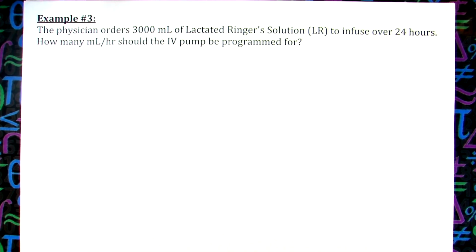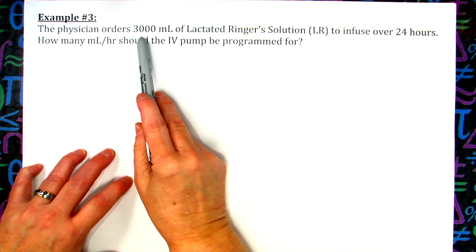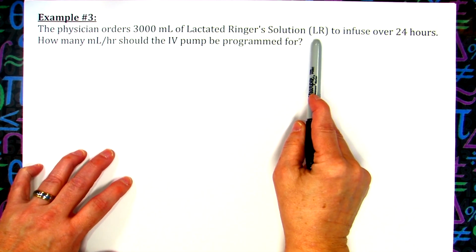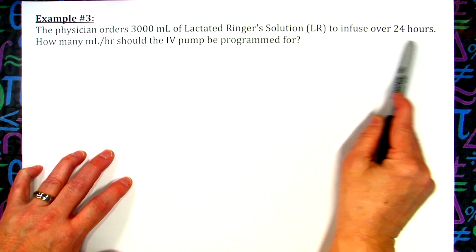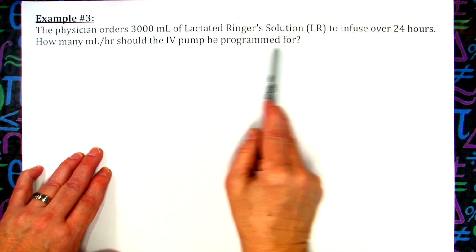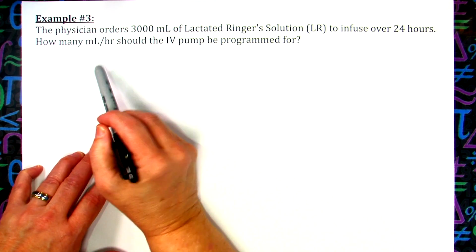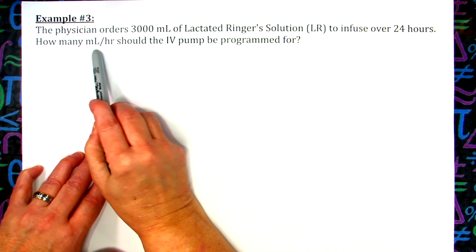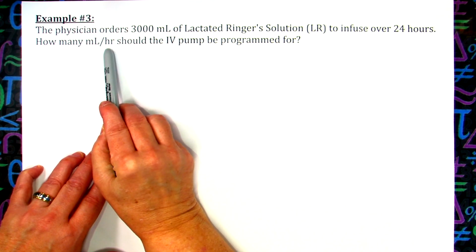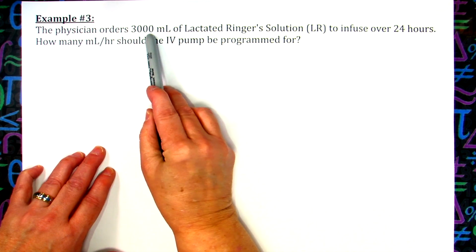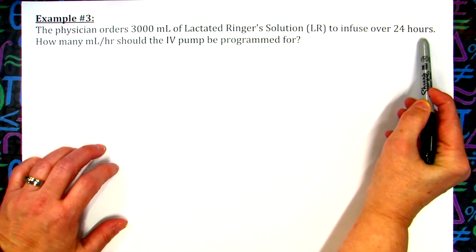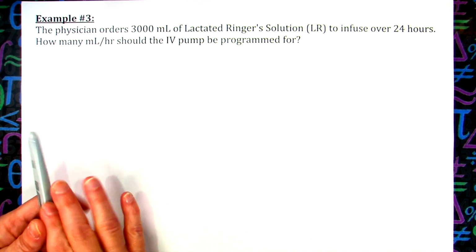In this third example, the physician orders 3,000 milliliters of lactated Ringer solution, commonly abbreviated LR, to infuse over 24 hours. How many milliliters per hour should the IV pump be programmed for? So basically, you can think of this as a unit rate. They want milliliters per 1 hour. They gave us 3,000 milliliters per 24 hours. So basically, you're just going to come up with that unit rate.